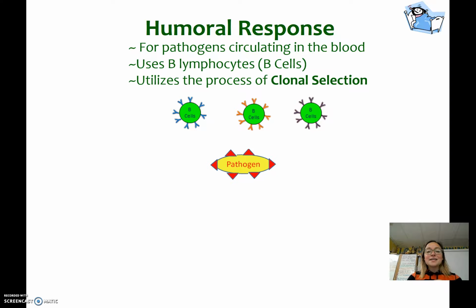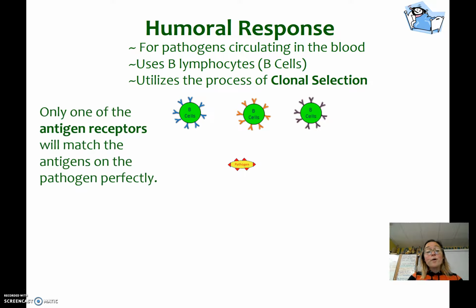Now, the pathogen is going to fit very precisely. It's going to match, kind of like we saw with a lock and key in enzymes, but it's going to fit very specifically to one of the antigen receptors. Only one out of the million antigen receptors will fit to that pathogen. So now, once you have a match, this is where the word selection comes from. We've selected which B cell is the match that knows how to defeat this pathogen.